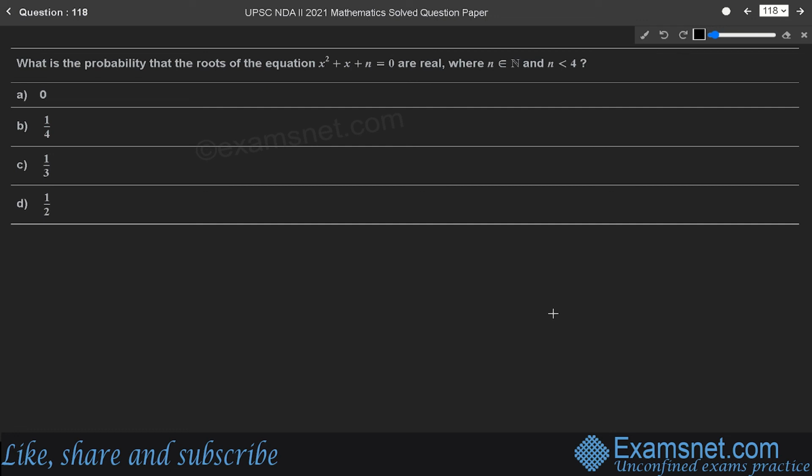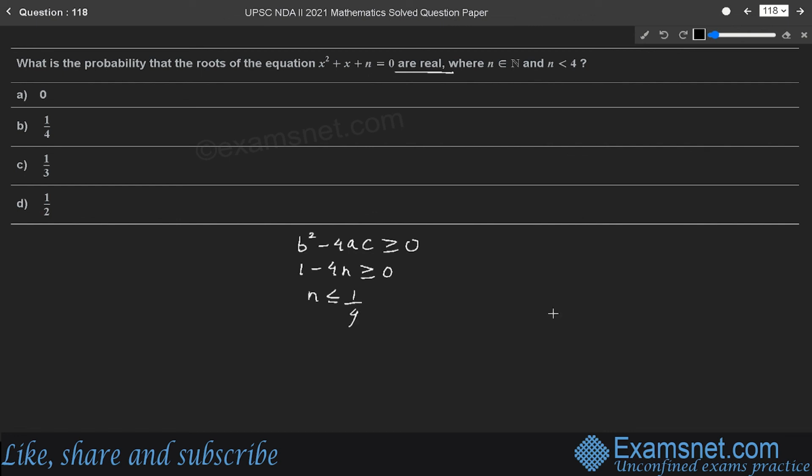Since it is given that roots are real, it means that the discriminant will be greater than or equal to 0, and the discriminant is b square minus 4ac is greater than or equal to 0. So putting the values here, it will be 1 minus 4n greater than or equal to 0, and n will be less than or equal to 1 by 4.